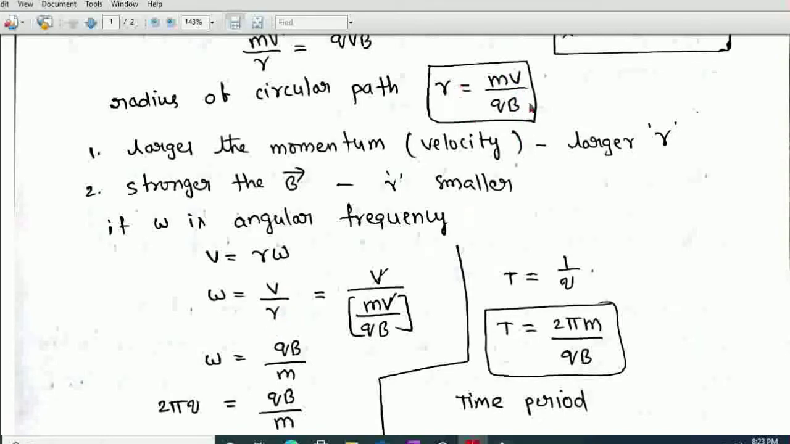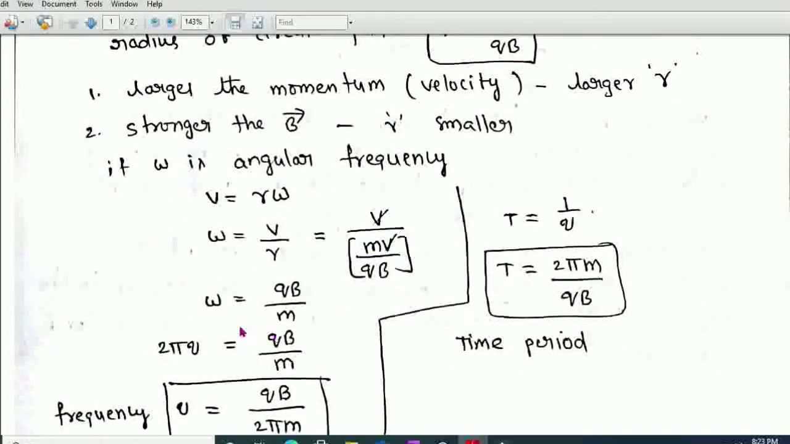We can write this expression with the radius of the circular path as mv by qB. Now v gets cancelled. The angular velocity omega is equal to, so this qB goes to the numerator, it gives qB by m. Omega is equal to qB by m.